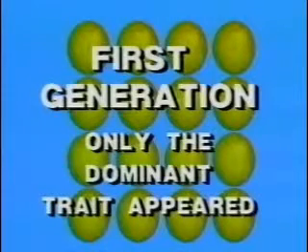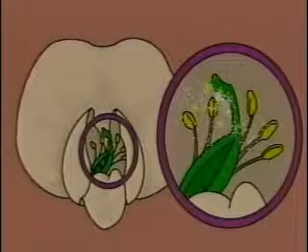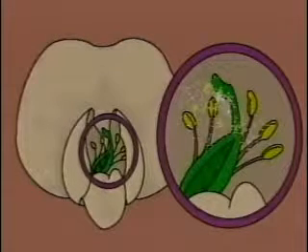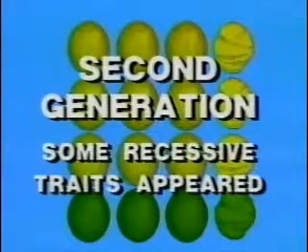All the seeds of the first generation showed only the two dominant traits. That is, they were yellow and smooth. No green or wrinkled seeds appeared. The next step was to plant these seeds and let the plants that grew from them self-pollinate or inbreed. This would produce a second generation of seeds.